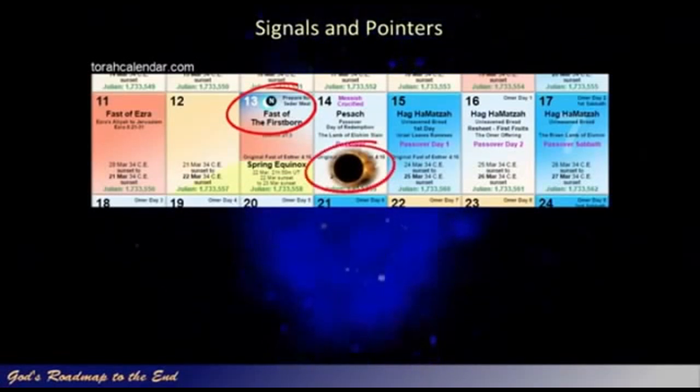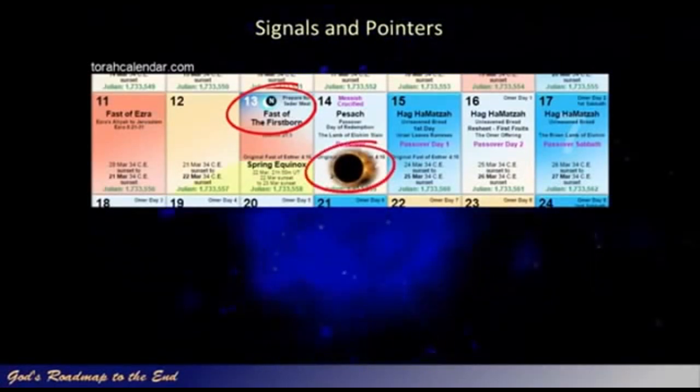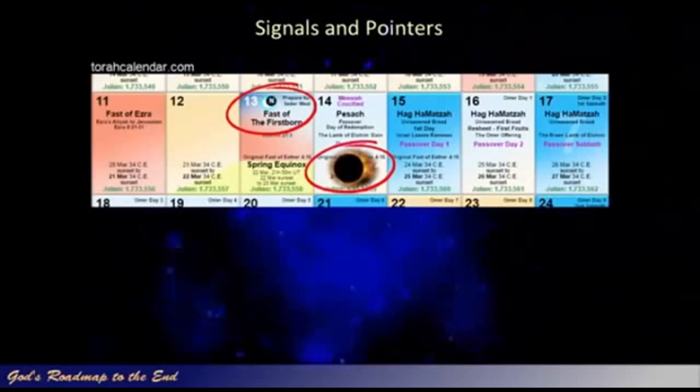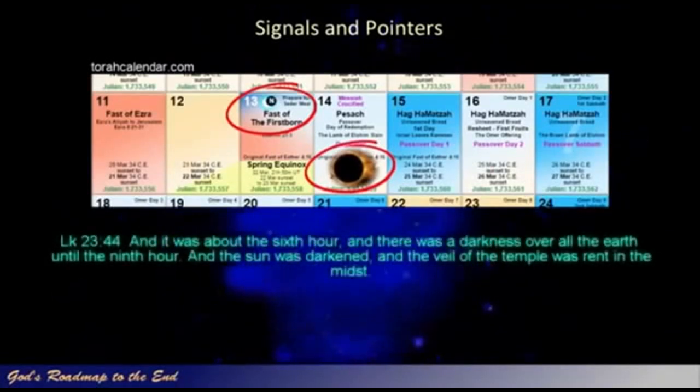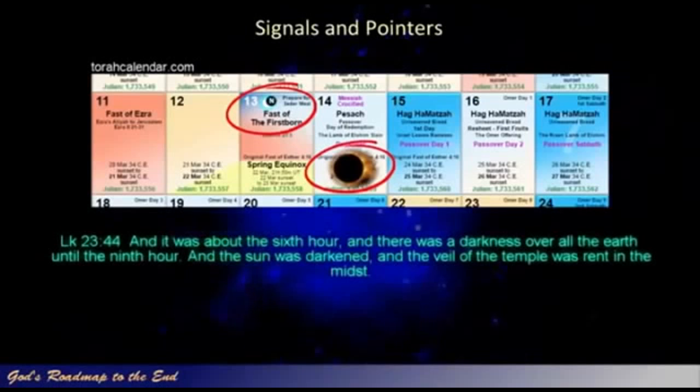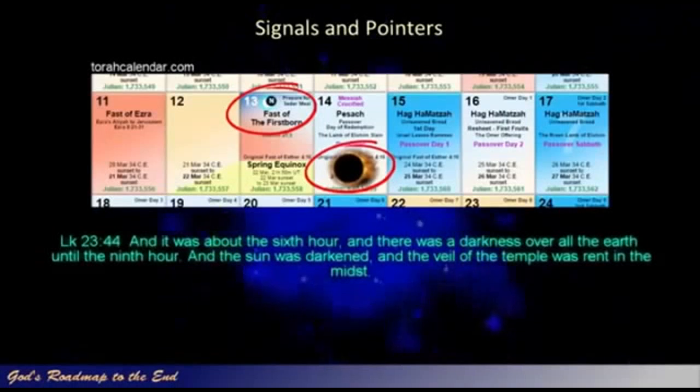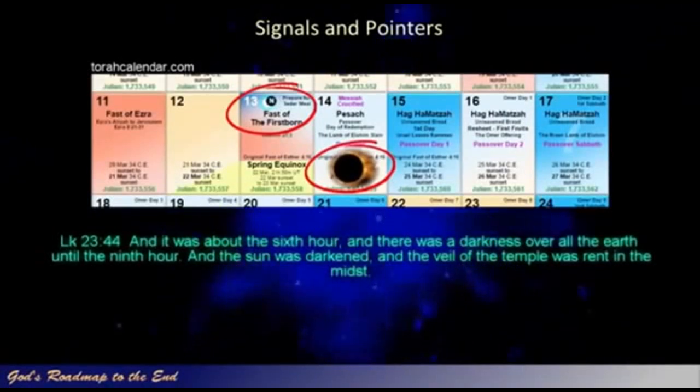This unusual event is recorded in the Gospels, and this is Luke's account of the event. Luke 23, verse 44. "And it was about the 6th hour, and there was a darkness over all the earth until the 9th hour. And the sun was darkened, and the veil of the temple was rent in the midst."